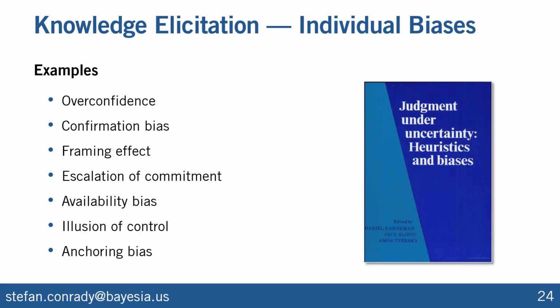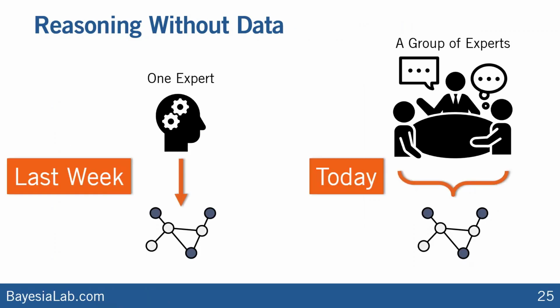Many of these biases are described in detail in the book by Kahneman and Tversky, Judgment Under Uncertainty: Heuristics and Biases. This is a book I quote quite frequently because it really summarizes and lists many of those biases in great detail. So how can we overcome some of these individual biases? Well, one way is to proceed to a group of experts instead of relying just on a single one. That's what we want to do today, or at least we want to simulate this process.